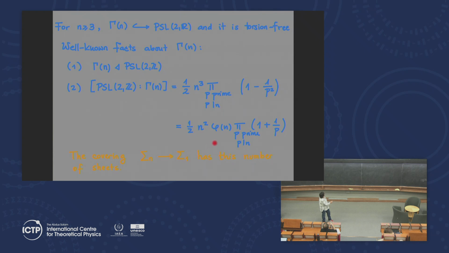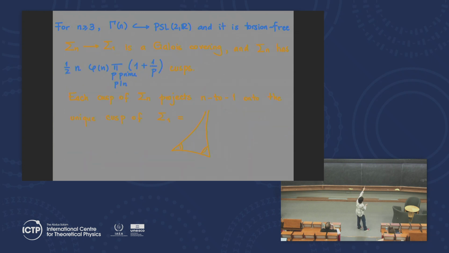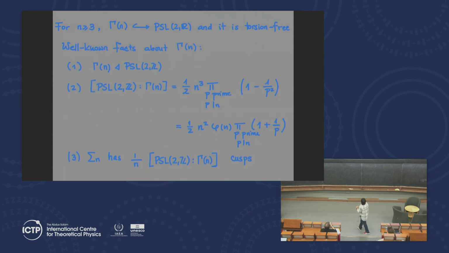All I want to do is focus on this. This is Euler's totient function. This is positive, so this is something like n squared. Sigma 1 is the modular orbifold, a quotient of the hyperbolic plane under the action of PSL2Z.